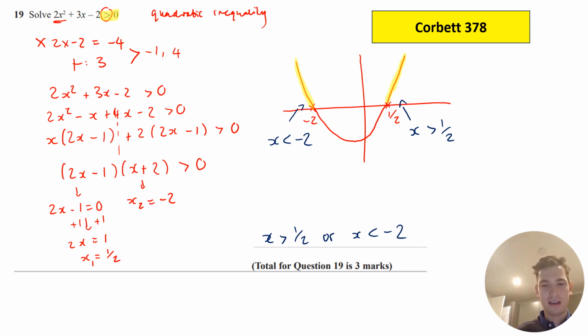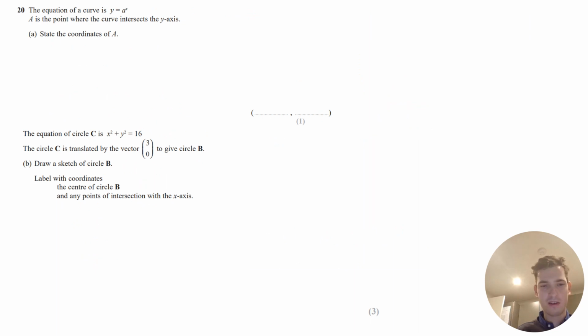One more question to go. Let's have a look. So question 20, the equation of a curve is y equals a to the power of x. A is the point where the curve intersects the y-axis. Okay, interesting. Intersects the y-axis. So it's a bit of a weird question. Now, if you actually know what this kind of graph looks like, this is called an exponential graph. We had it in paper 2. We're going to cover it in class soon, but this graph actually looks like this.